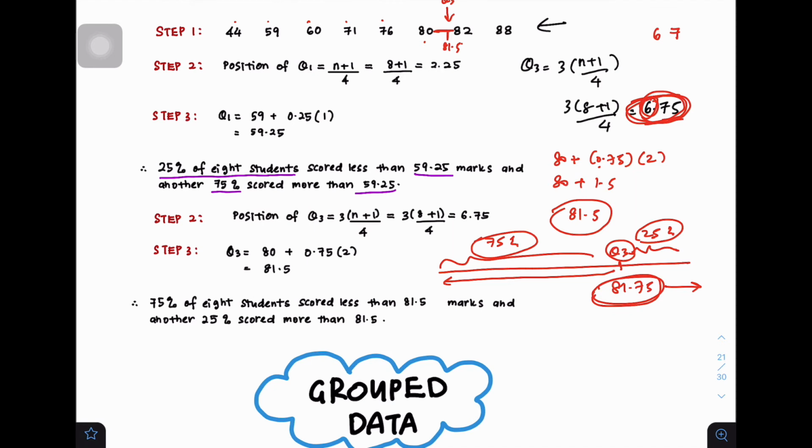Okay, the first step is awak kena susun dia mengikut ascending order daripada kecil ke besar. And then we use the formula untuk kita cari position of the Quartile, and then we find the Quartile value. Okay, kita cari value of Quartile. Alright, so this one is for ungroup data.